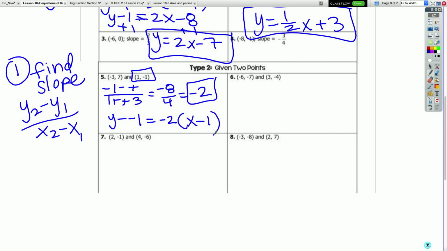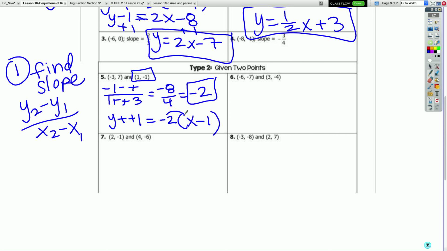Okay, I thought the -1 looked easier, so that's the point that I chose. So I did 1 minus my y value of -1, which turns it to a what? Positive. And then I have -2 times x minus my x value of 1. Everyone okay with that? Did anybody else choose the other point? We'll see if we got the same answer.